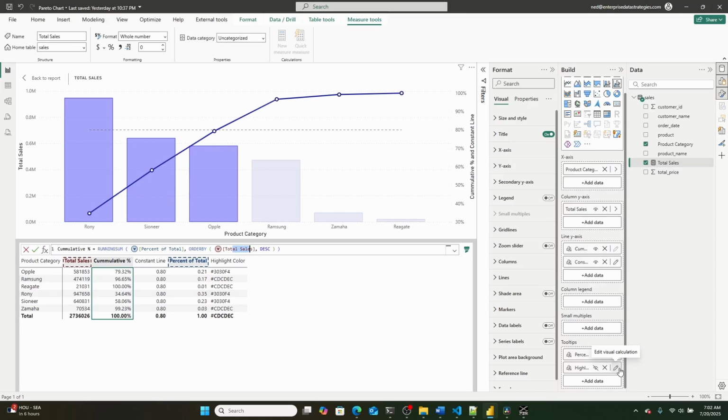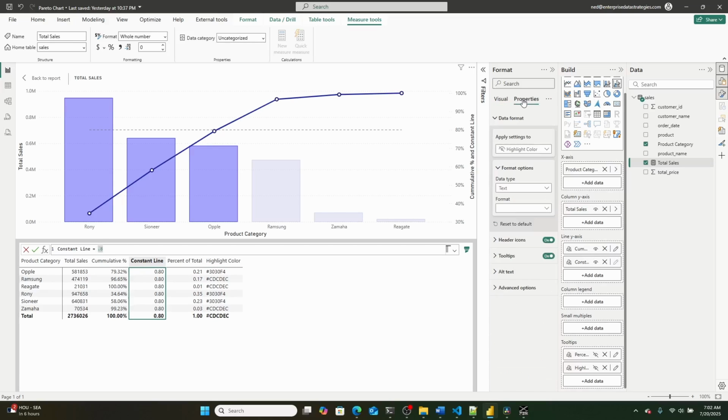Finally, we have just two formatting measures. We have a highlight color right here, which is what's being used to highlight the bars if the cumulative percent is under 80%, because this graph was designed for that 80-20 rule. And then finally, we have a constant line, which is just set at 80%. Before we jump into formatting, I do have to call out one thing that I had to set with data formatting. The first is that in order to use the highlight color in any kind of color fills, I had to come over here and set it to text. The next is that in order to get this to display as a percent, I had to go over here to cumulative percent, set it to decimal number, and then set it to percentage.